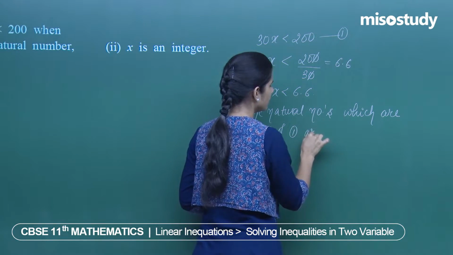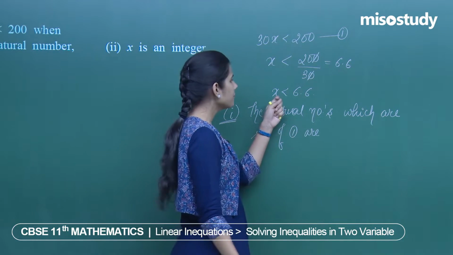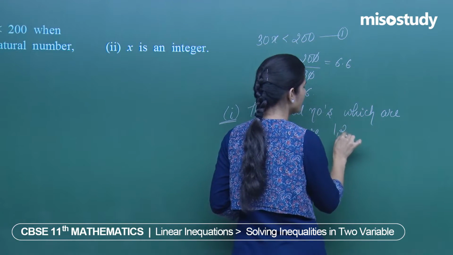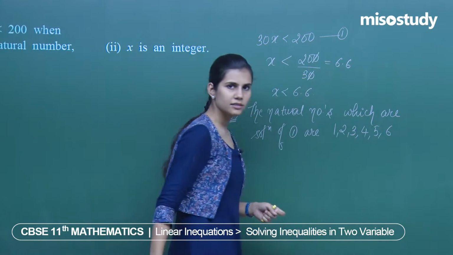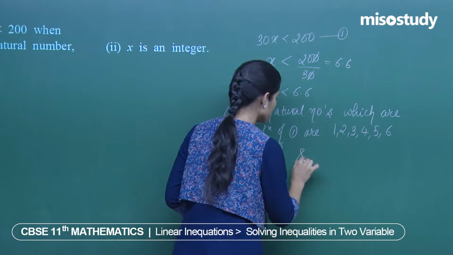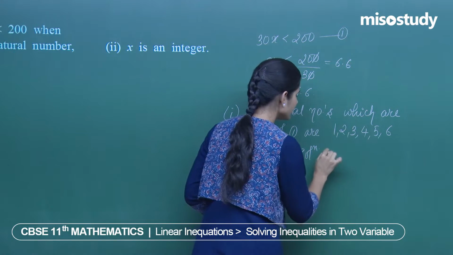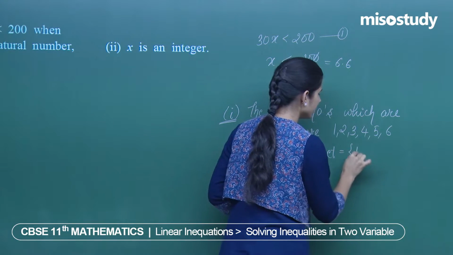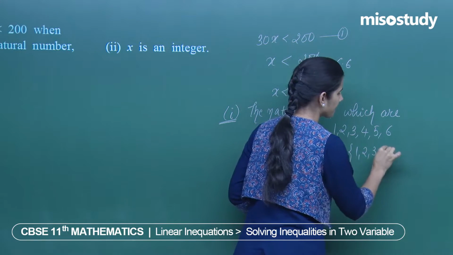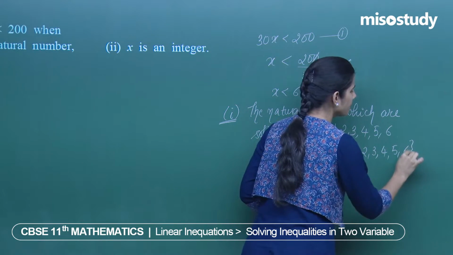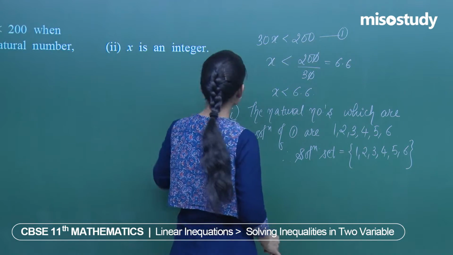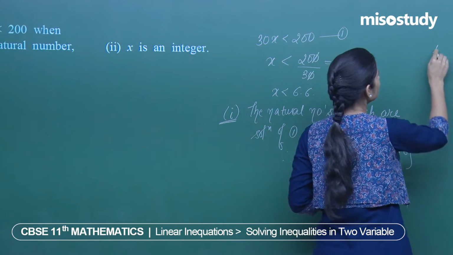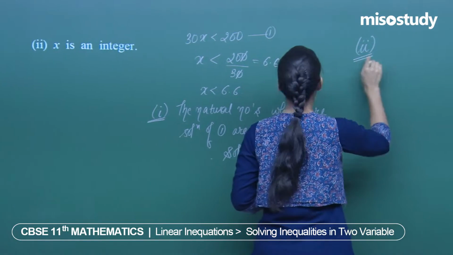Which are the natural numbers strictly less than 6.6? 1, 2, 3, 4, 5 and 6. Therefore, the solution set in this case is this set. It is these natural numbers which are solution of this particular inequality. Now I want solution in the set of all integers. Which are all the integers strictly less than 6.6?